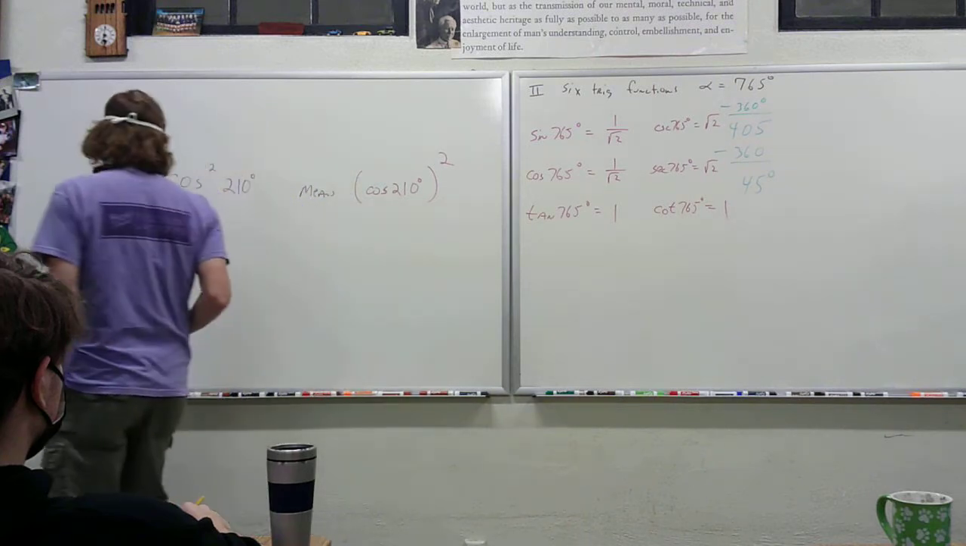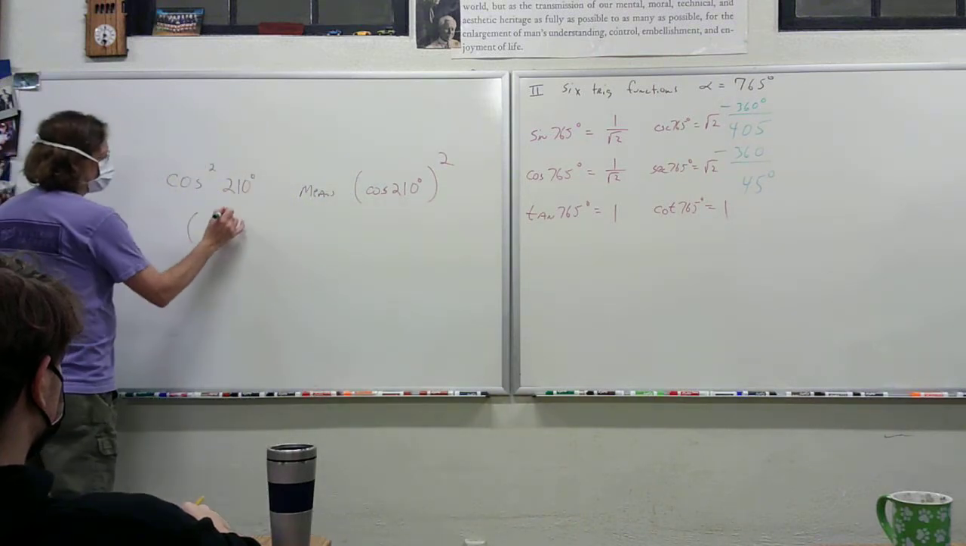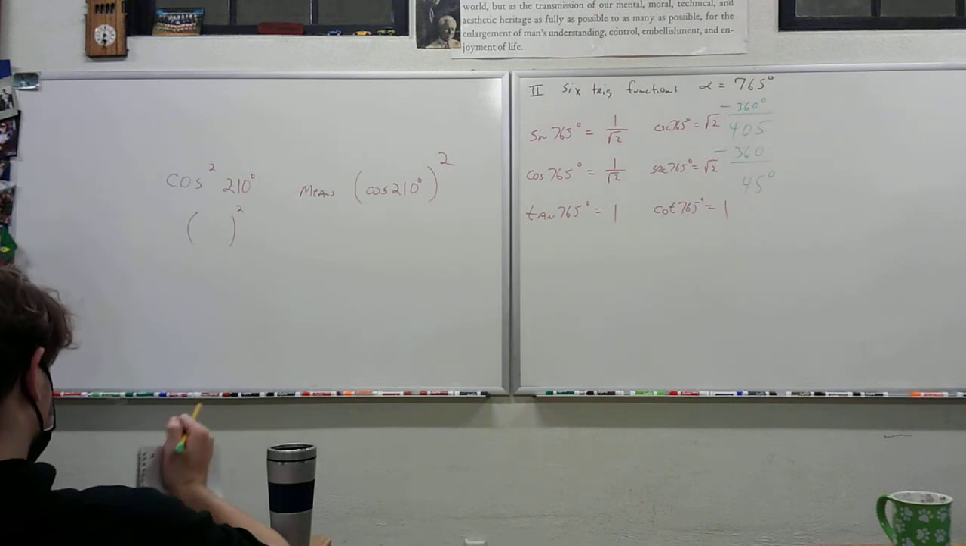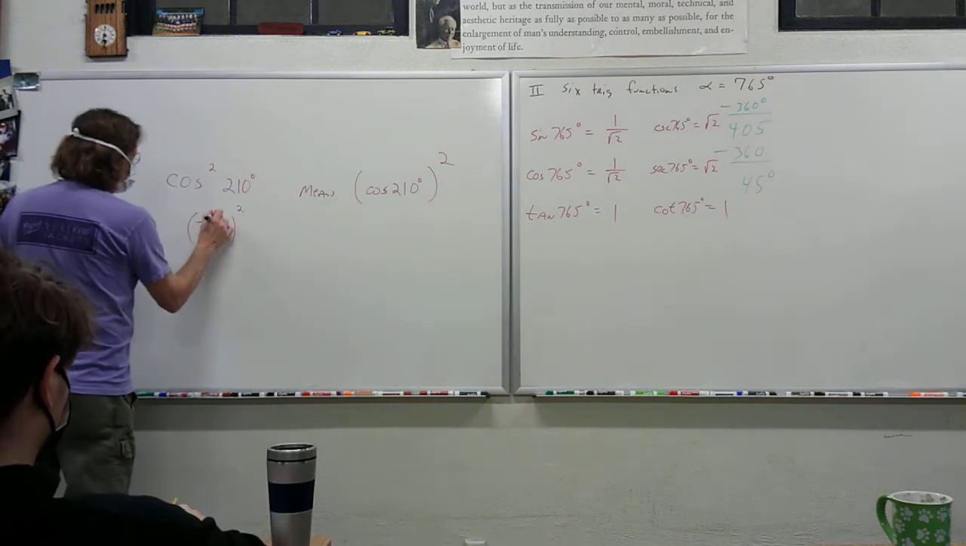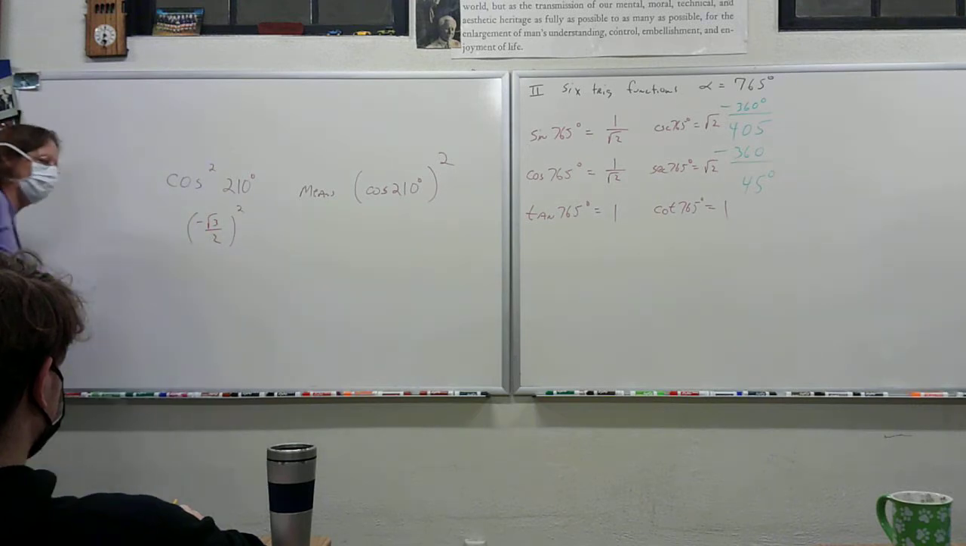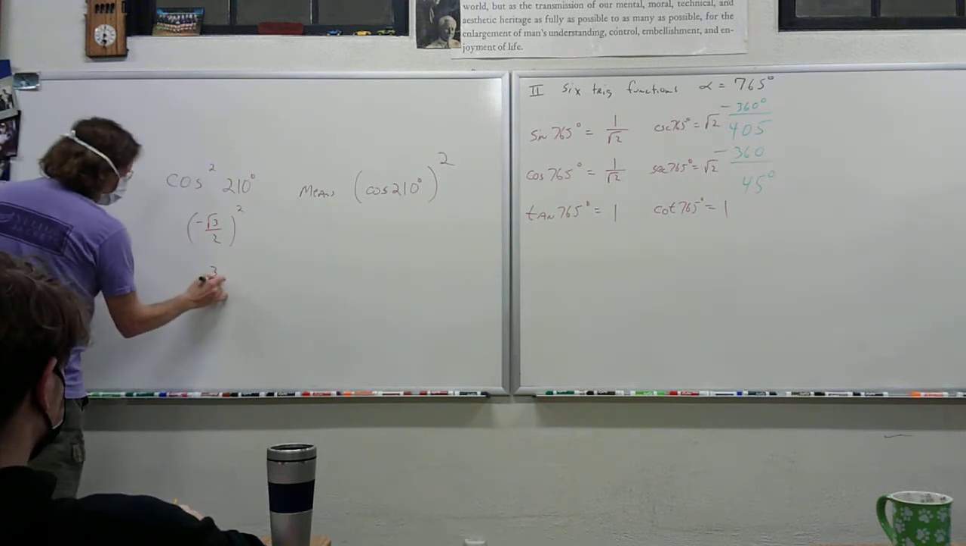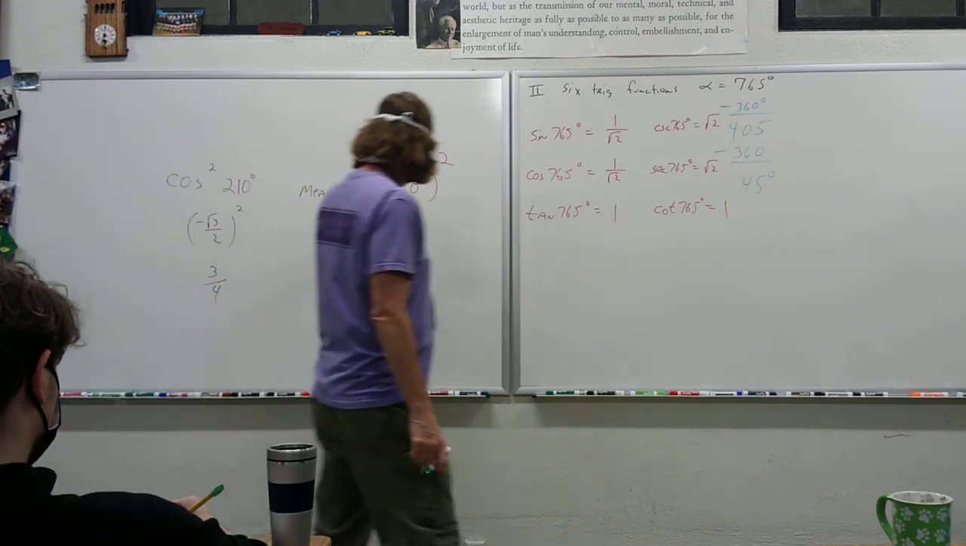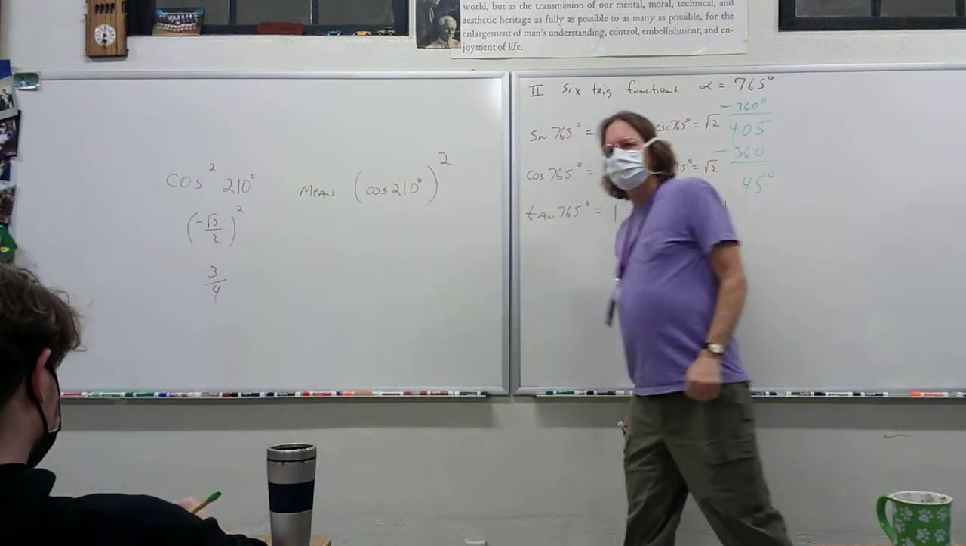Okay, what is the cosine of 210, folks? Negative square root of 3 over 2. What's going to happen when you square the negative? It's going to become a positive. You'll get 3/4. All right, and that's how you handle squaring. When you see this, it means this.